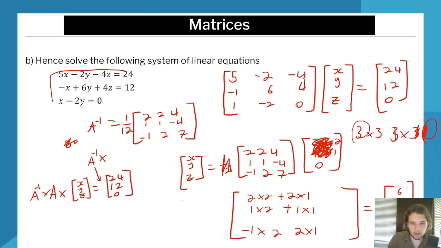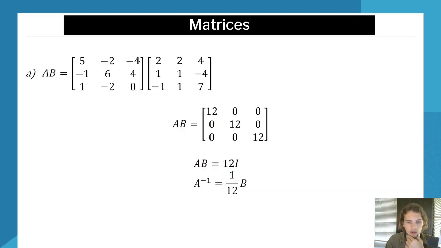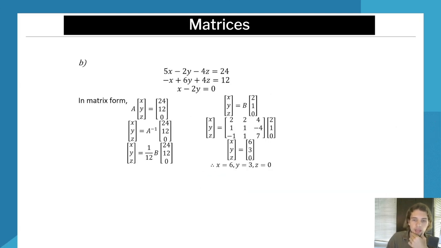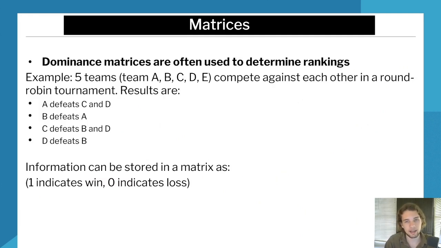We know that x, y, z is equal to 6, 3, 0. So x is equal to 6, y is equal to 3, and z is equal to 0. Now, there could be a mistake, but no, it looks like that's correct. It's very easy to make a mistake here. Luckily, there are lots of carry-through marks for questions like that in exams.